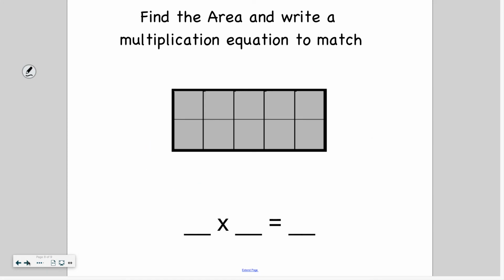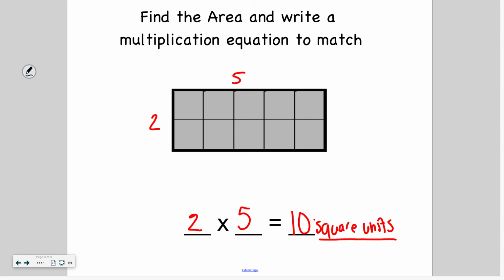So go ahead and try this last one. What's the equation that matches this shape's area? So pause now, press play when you're ready to check your work. All right, welcome back. So I see that this is 2 units wide, 5 units long. That's 2 rows of 5, which gives me 10 square units. And remember, we always have to write the units.